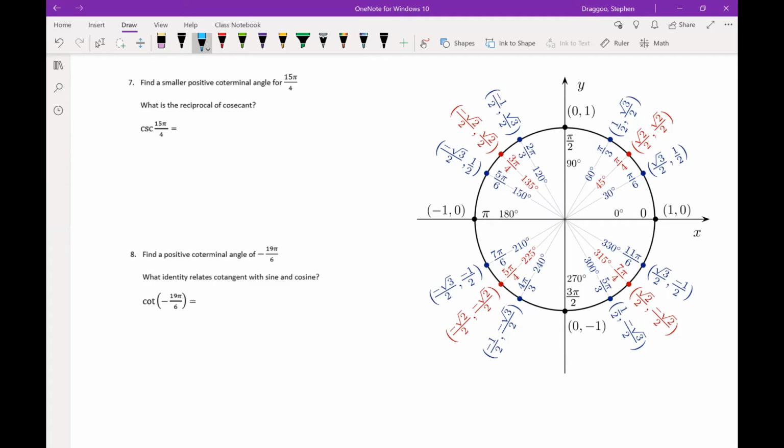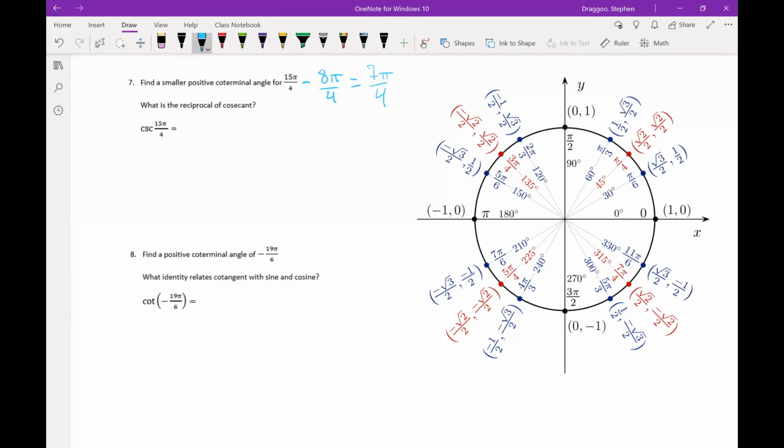Problem 7. Finding a smaller positive coterminal angle for 15 pi over 4. Recall that to find a coterminal angle, we always want to either add or subtract 2 pi. In this case, we're going to need to subtract 2 pi in the form of 8 pi over 4 to get 7 pi over 4.